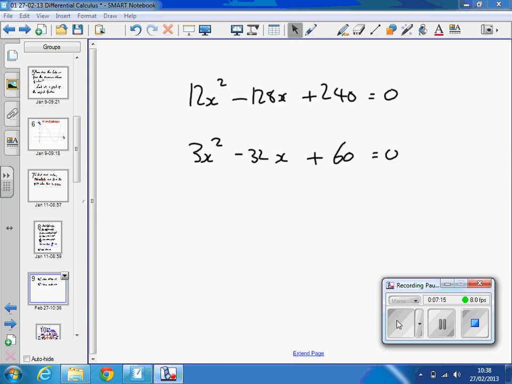So that's a useful trick. If you've got a quadratic to solve, look for a common factor, because that just makes the maths a bit easier. The answer's the same, it just makes the working a little bit more straightforward.